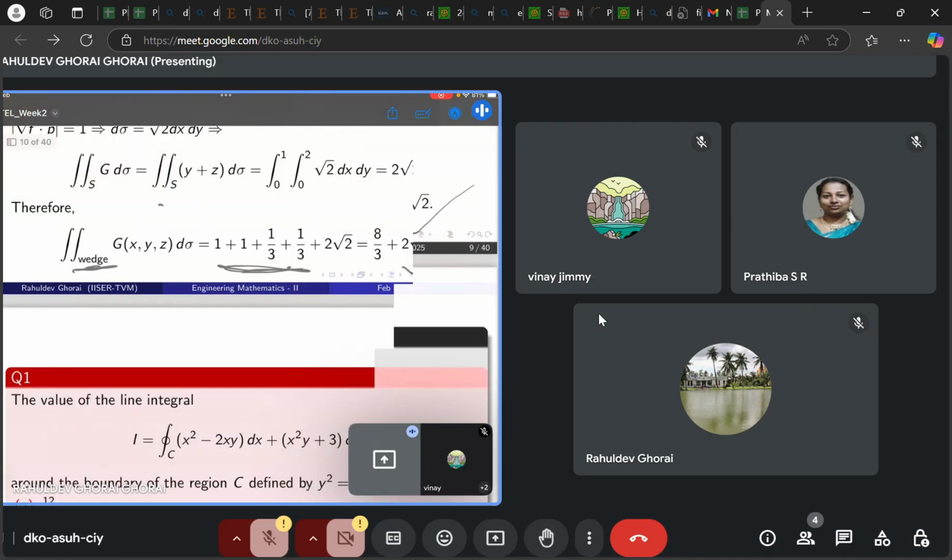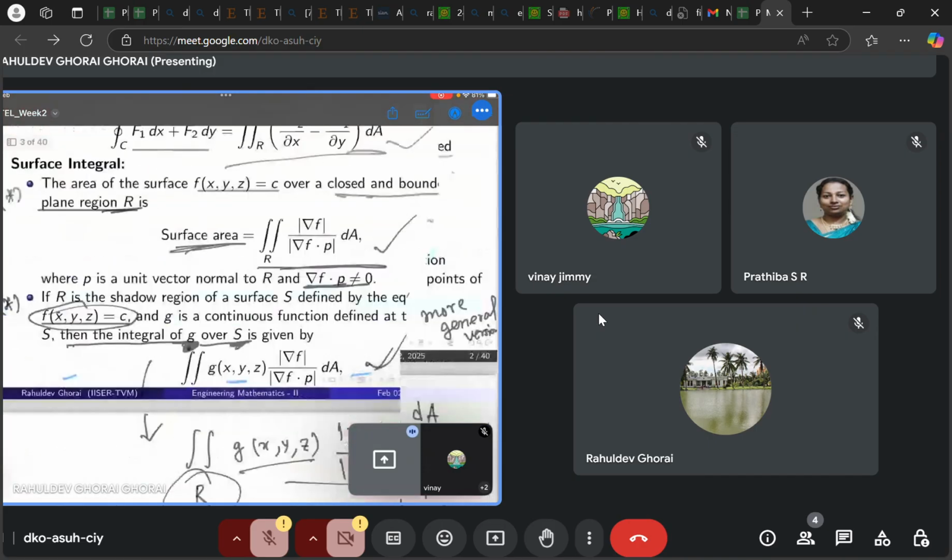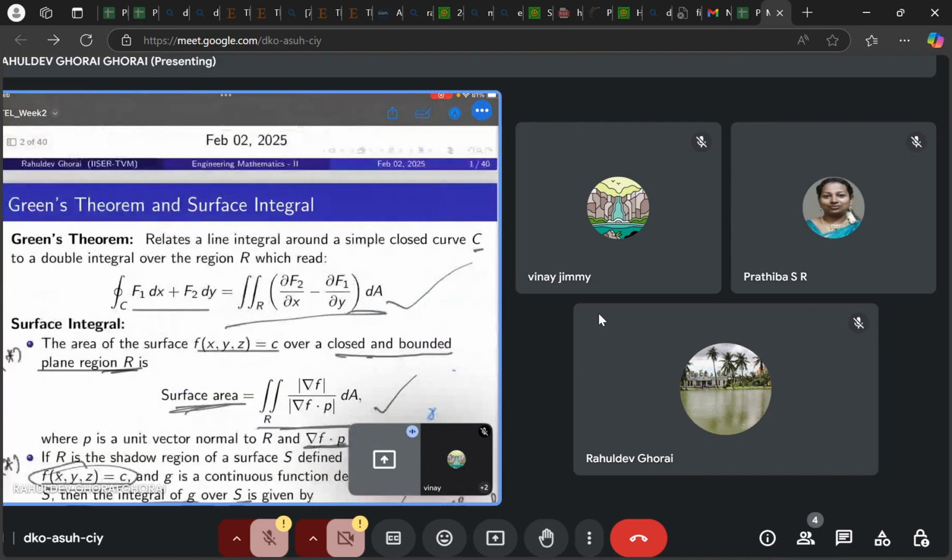So you have to read Green's theorem; you need to know it. What is Green's theorem? It relates the line integral around a simple closed curve C to a double integral over the region R. It is the integral of f1 dx plus f2 dy over the simple closed curve C, and that is given by the double integral over R of del f2 del x minus del f1 del y, where R is the region bounded by this closed curve C.